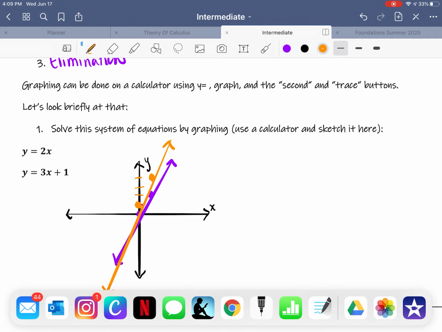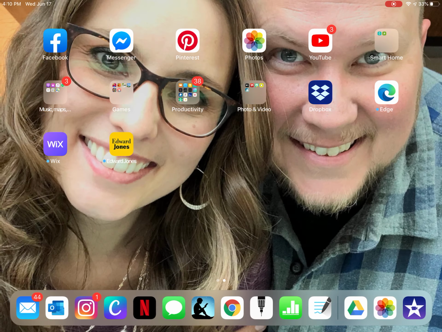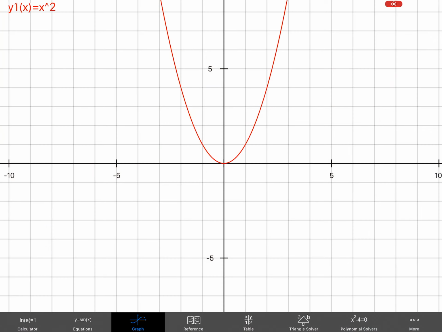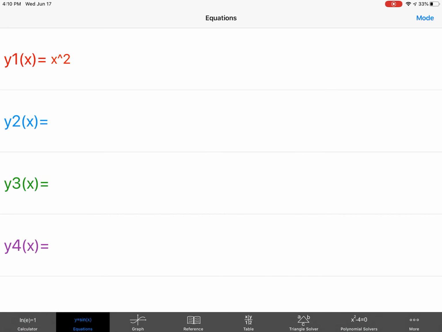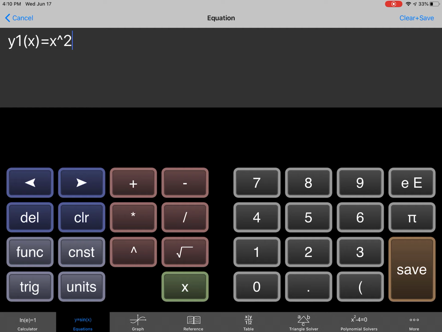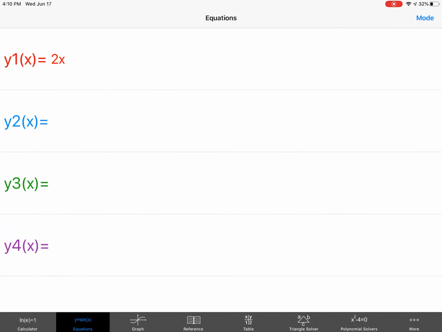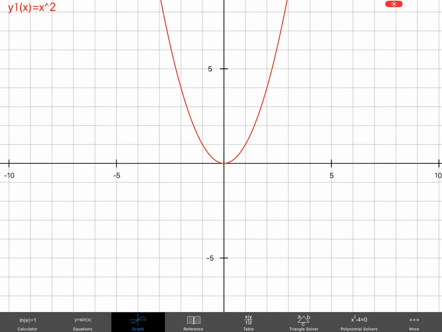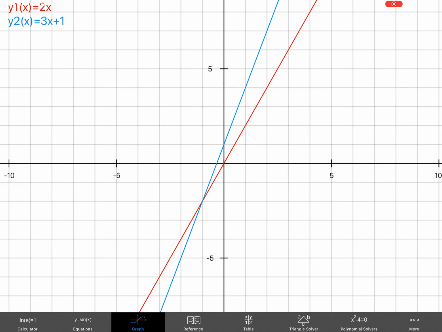Let's look at the calculator. So I'm going to go to y equals. In y1, I'm going to type 2x. In y2, I'm going to type 3x plus 1. Save those. Go to the graph.